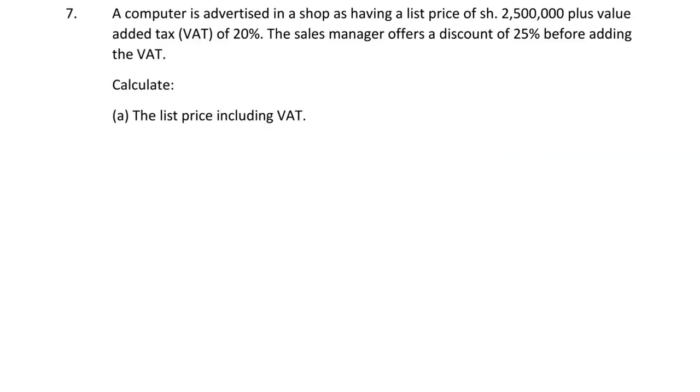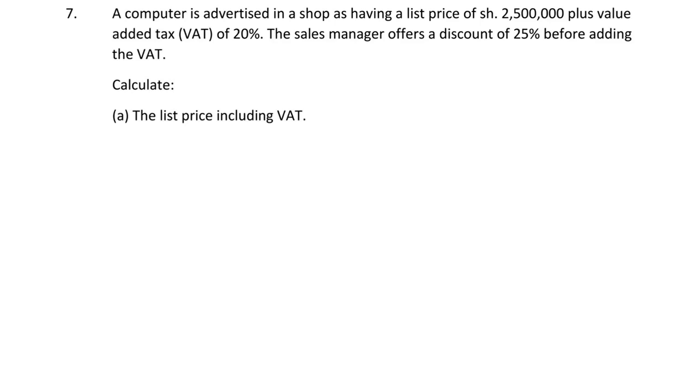Question number 7. A computer is advertised in a shop as having a list price of Tanzania shillings 2.5 million plus value added tax of 20%. The sales manager offers a discount of 25% before adding the VAT. For part A, we are supposed to calculate the list price including VAT.